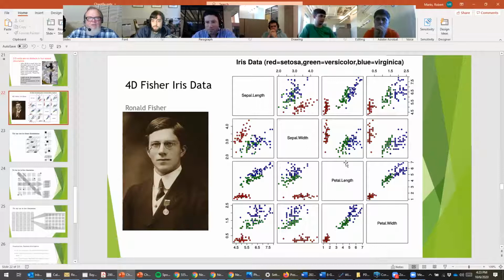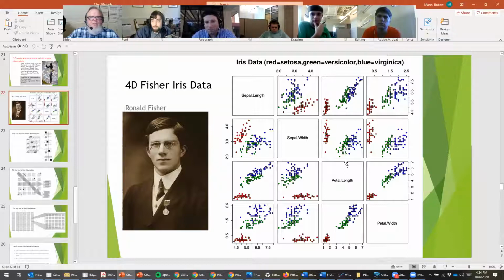Anyway, one of the things that Fisher did in order to test one of his hypotheses is go out and collect all of this data on irises. He went out with a ruler, and I don't recall what these mean, but the iris had a setosa, a versicolor, and a blue. So he looked at three different types of irises, and he measured the different dimensions of each of these three types. He measured the sepal length, the sepal width, the petal length, and the petal width.